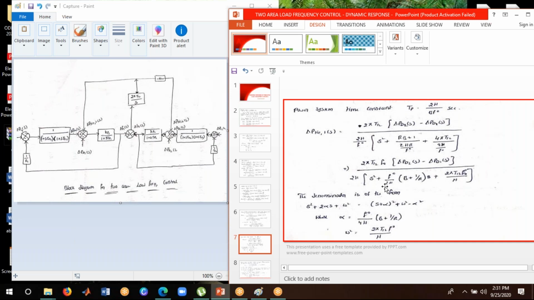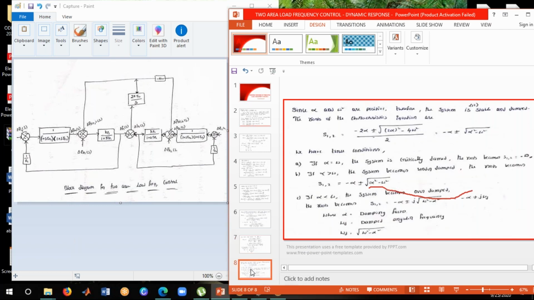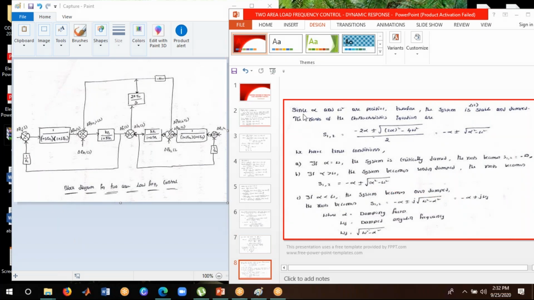The same thing here also. I am taking the equation like a transfer function. In the transfer function, the denominator is represented as the characteristic equation. Now from this equation, I am going to find how the roots are lying, greater than 0 or less than 0, which says the location of roots. Based on the roots, since the values of alpha and omega square are positive, the system is stable and damped.